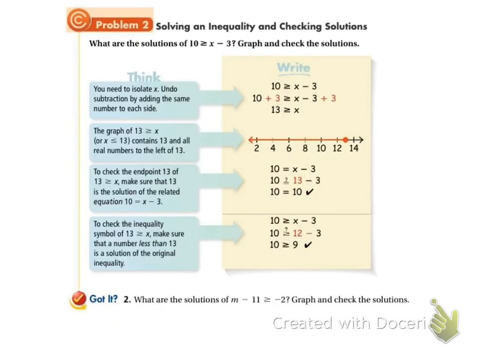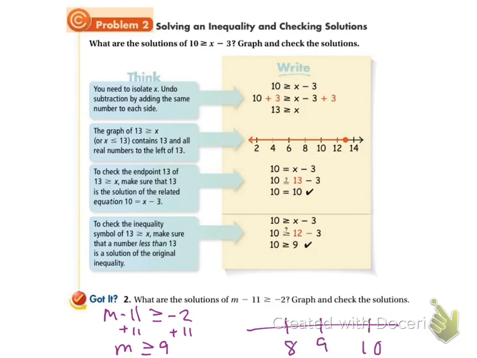Okay, so now we're going to solve one and we're going to check our solutions. Basically, we're just going to do another problem. Let's try the got it problem down here. I've got m minus 11 is greater than or equal to negative 2. So I'm going to add 11 to both sides because I need to get m alone. And I get m is greater than or equal to 9. So then if I graph that, include 9, I'm going to include 8, and I'm going to include 10.